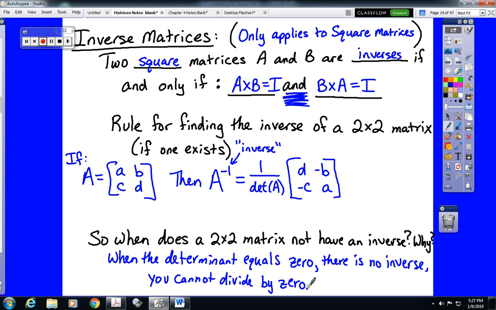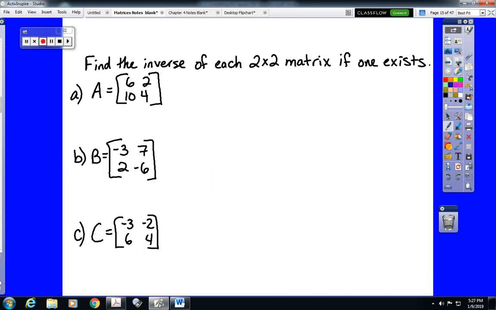So on this next slide here, we have a couple of matrices, A and B, and C, as it turns out. And we're asked to find the inverse of each matrix if they exist. So again, we have a rule, so let's rewrite the rule. Actually, I'm going to rewrite the rule. You shouldn't need to, because it should be right there in front of you.